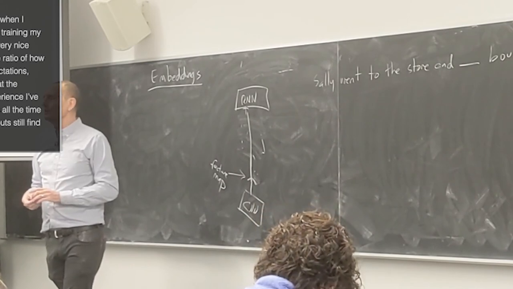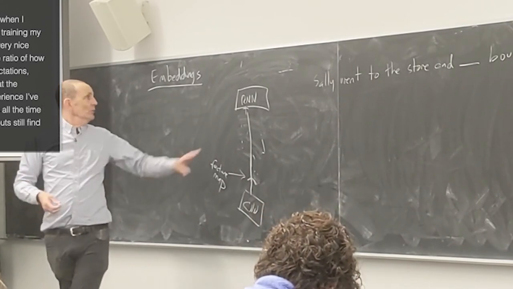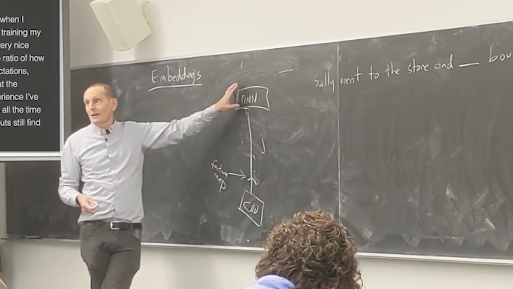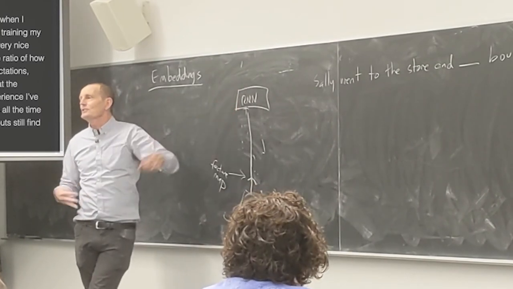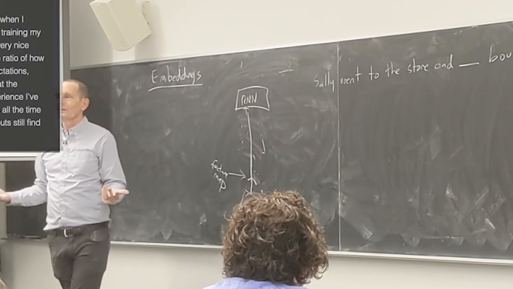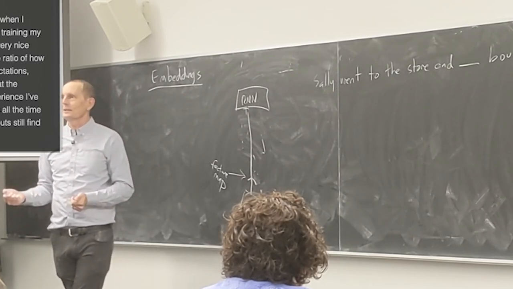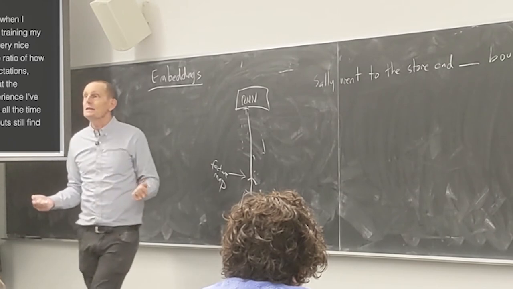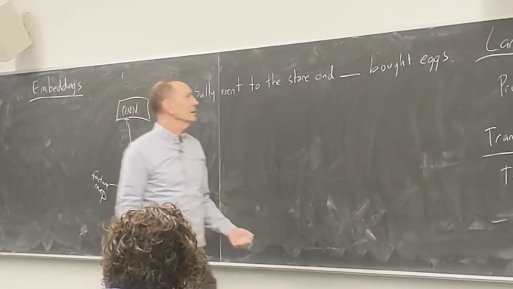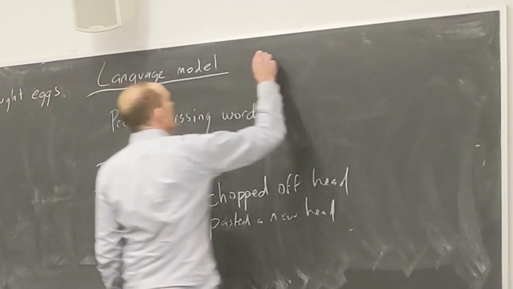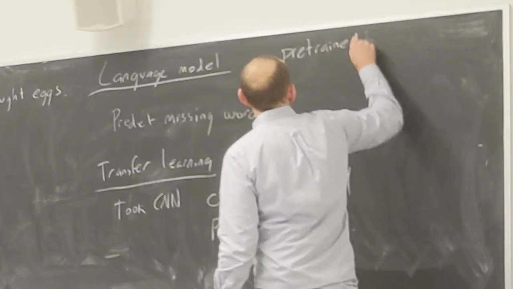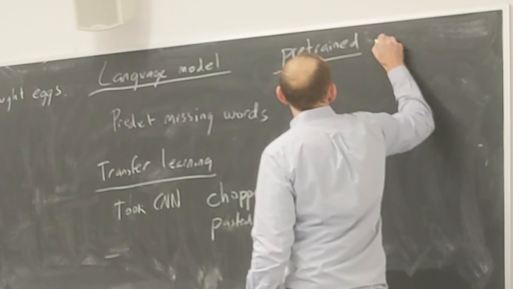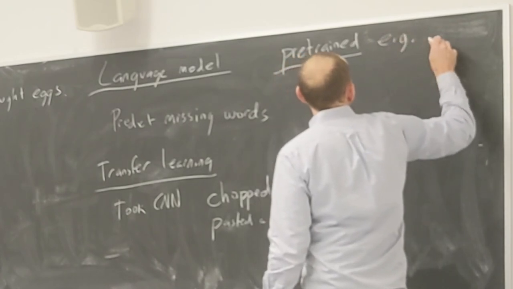Now, if we want to generate "there's a boy riding a horse," we don't want to start with an RNN from scratch, because we'd have to learn how to generate good English. We have something that knows about good English. It is our pre-trained language model. So pre-trained, for instance BERT.